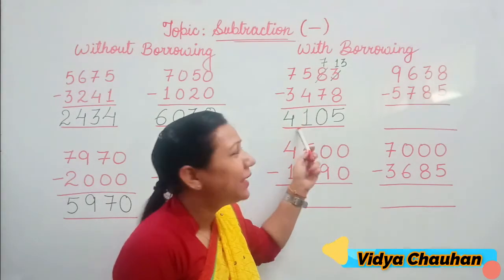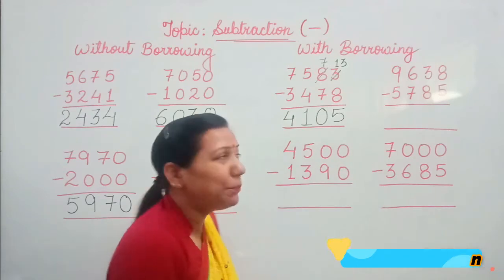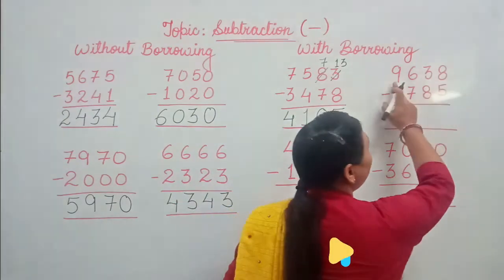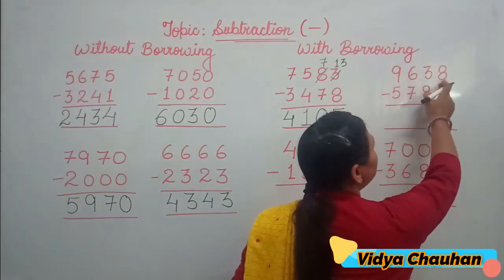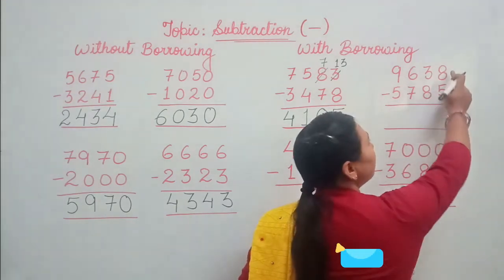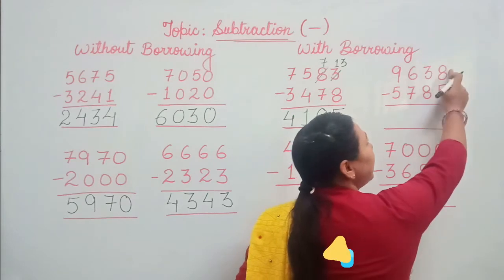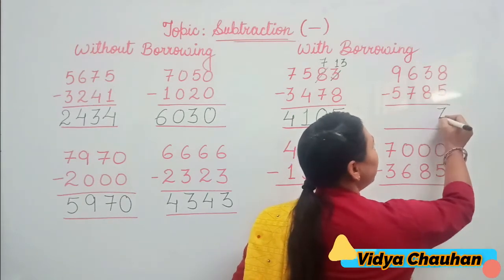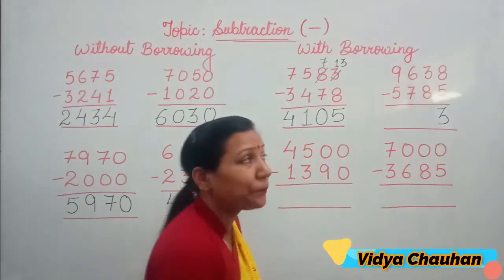Clear, students? Let's take another example. Now here we have to subtract 5785 from 9638. Starting off with the ones place, unit place, it is 8 minus 5. 8 minus 5 is 3.